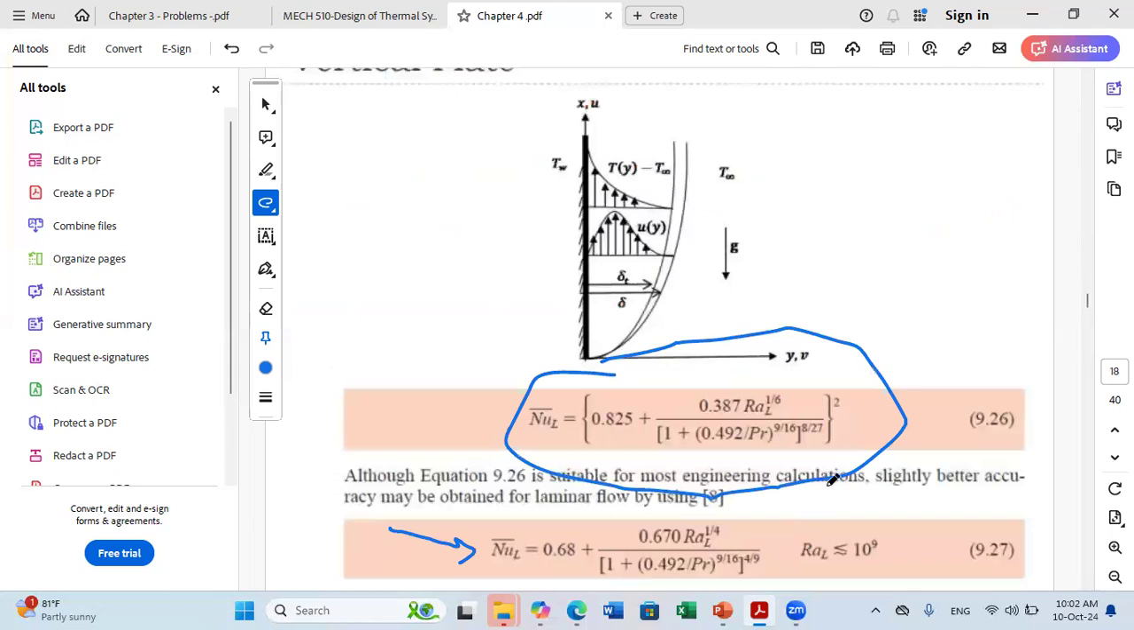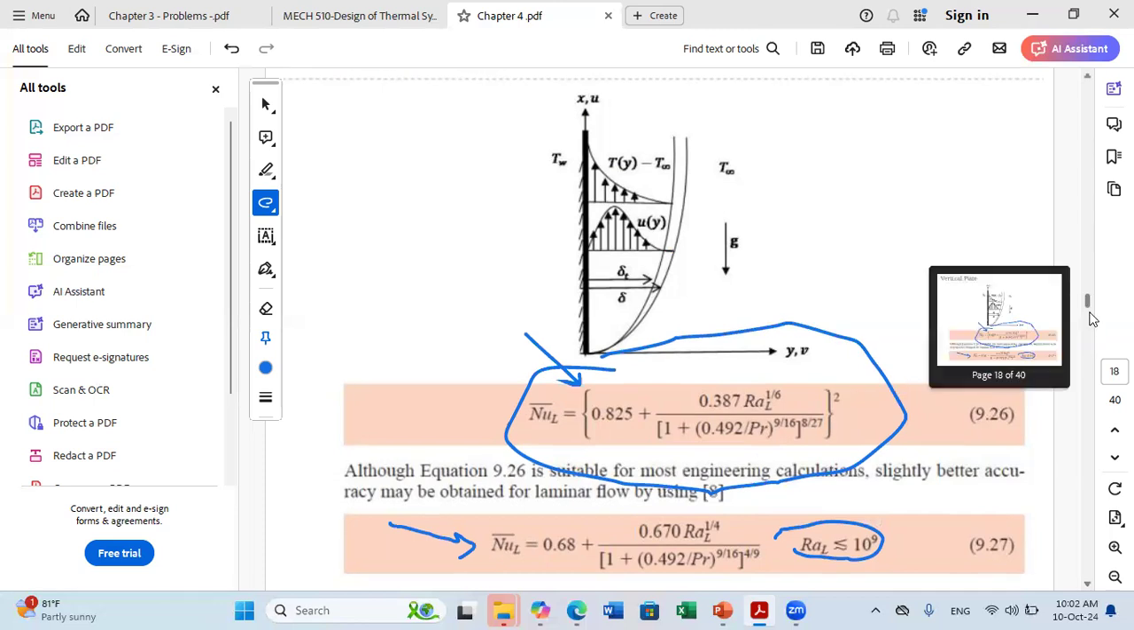But also you have a more general relation that can work for any Rayleigh number, which is this formula. But in general, we prefer to use specific relations, because when you have a relation that is more specific, it will in general be more accurate. Okay, so now let us go back to our problem to see how we will apply these formulas to our problem.